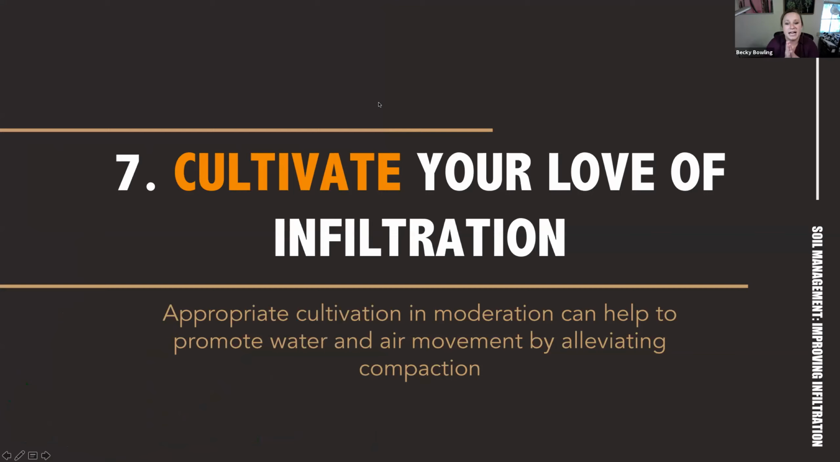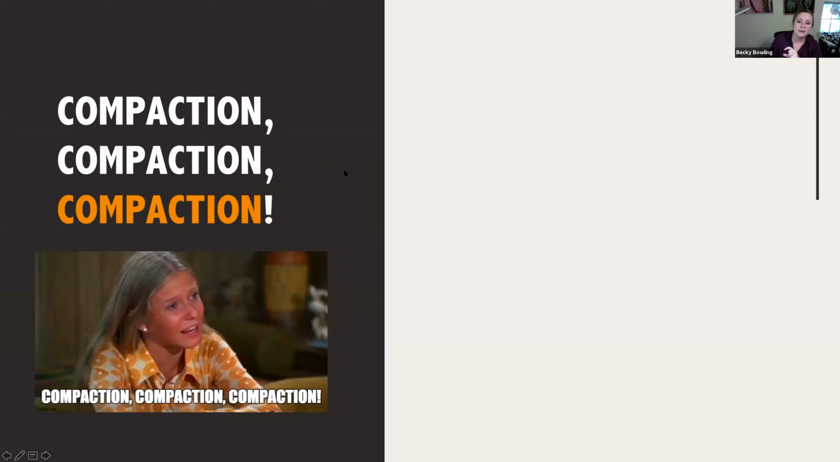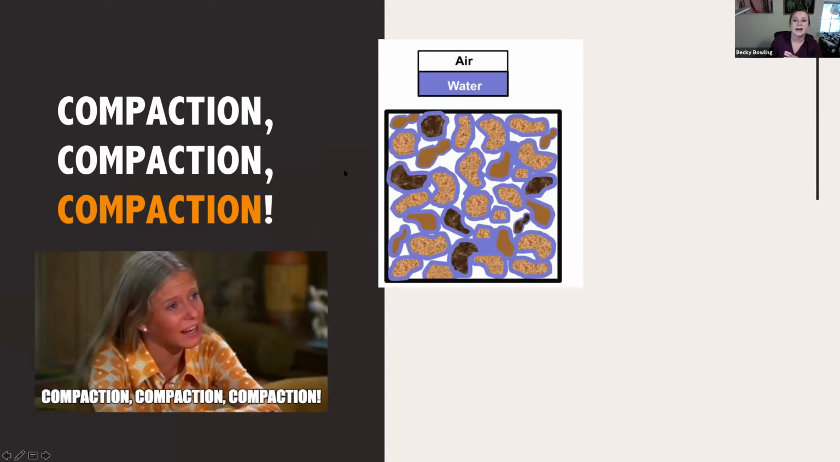So we'll talk a little bit now about cultivation, and you'll see there that I say cultivation in moderation. So there is certainly such a thing as too much cultivation. We're going to talk about that a little bit, but in some cases, cultivation may be really important where we know we have an especially compacted soil. So when we talk about compaction, what does that mean?